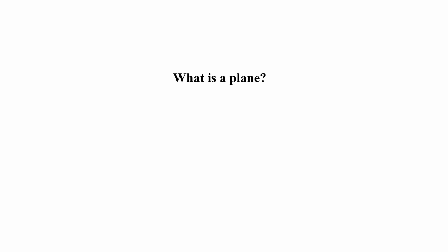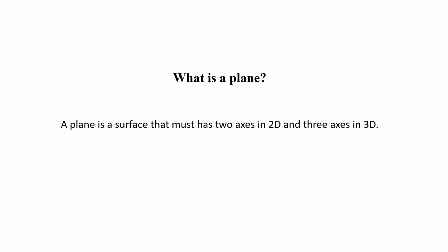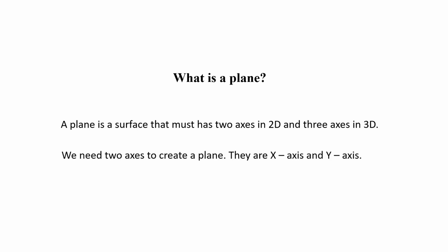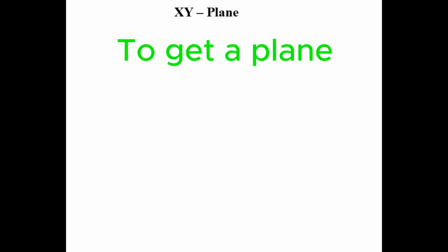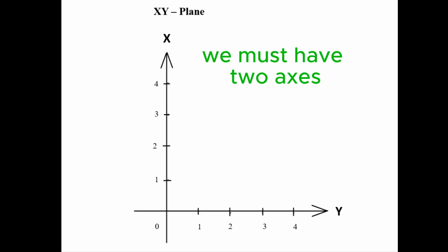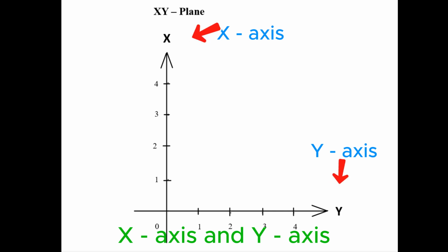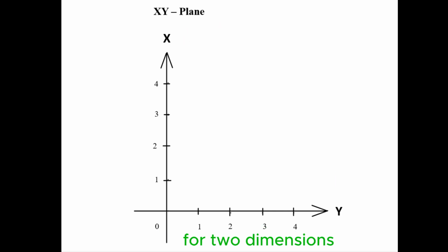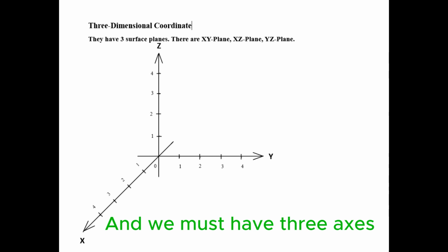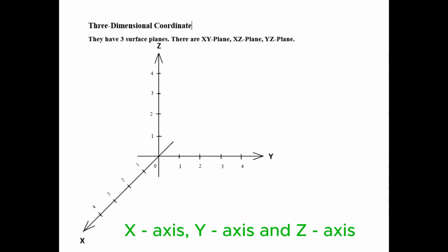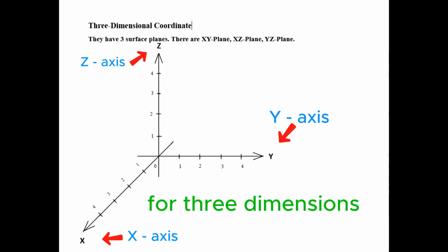What is a plane? A plane is a surface that must have two axes in 2D and three axes in 3D. We need two axes to create a plane. They are the x-axis and y-axis. To get a plane, we must have two axes, x-axis and y-axis, for 2 dimensions. And we must have 3 axes, x-axis, y-axis and z-axis, for 3 dimensions.